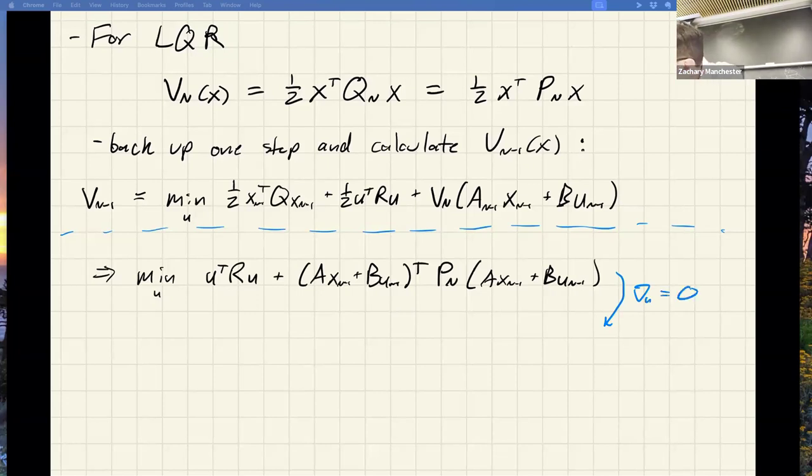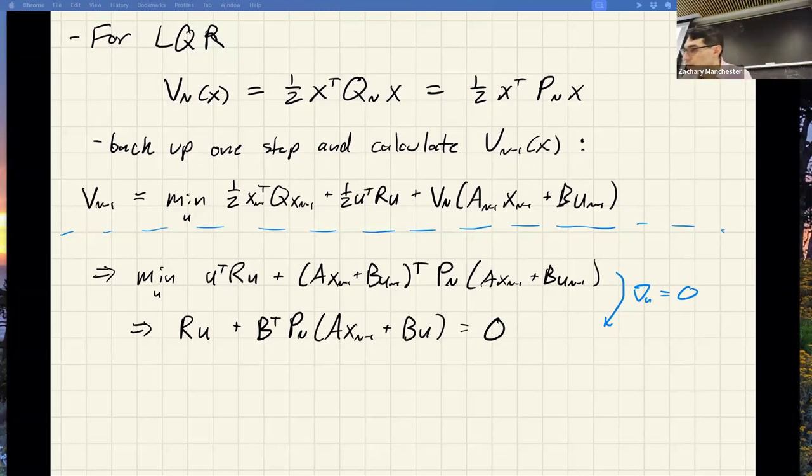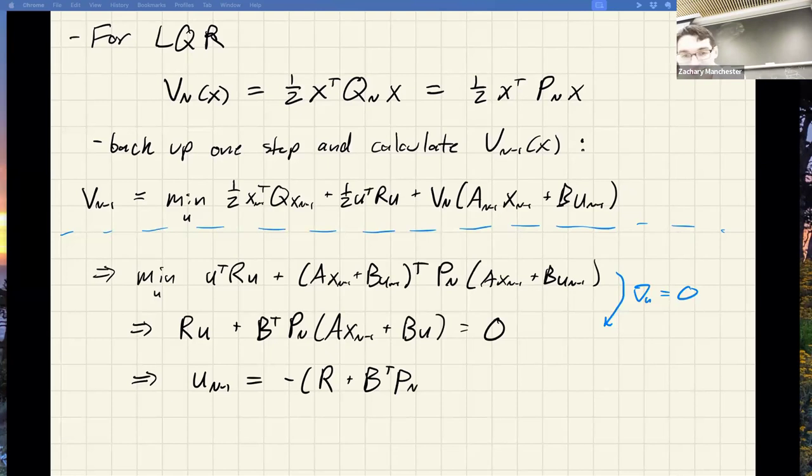That gives me R plus B transpose P_n A x plus B u equals zero. And then I can rearrange this and solve for u. So u_{n-1} is going to be minus R. I guess I'm being inconsistent about the subscripts, but we're going to be a little sloppy to save me writing, and so you don't have to suffer through my n's that look like k's and stuff.